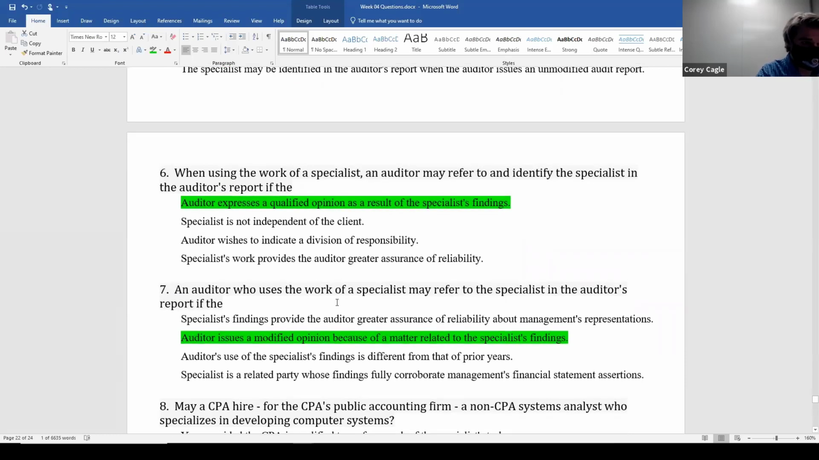Six, it's a good question. So when using the work of a specialist, we may refer to and identify the specialist in the report if we express a qualified opinion as a result of their findings. Very specific question, but it's a good question. Right. So a qualified opinion would be a modified opinion.